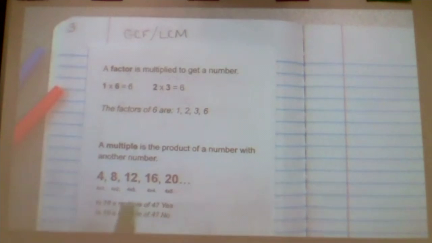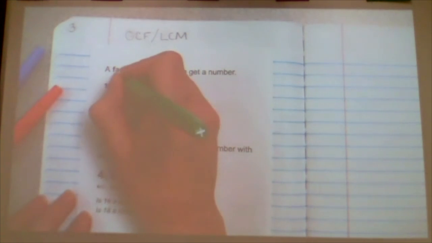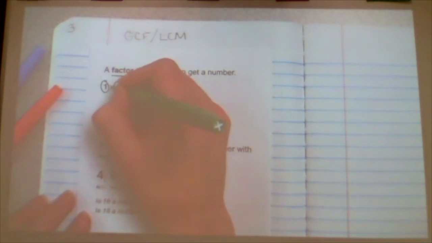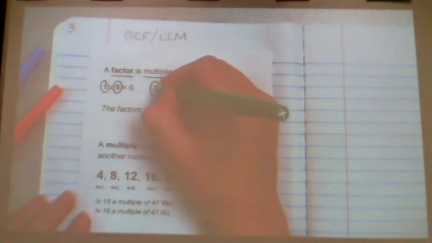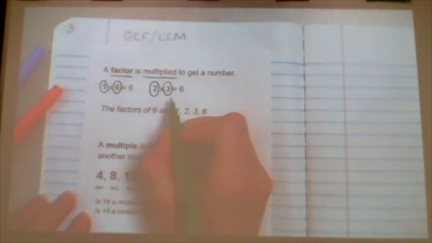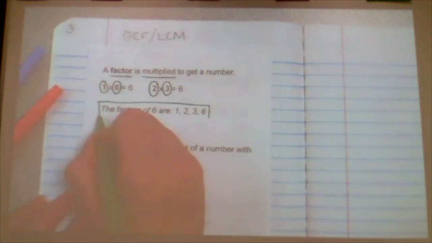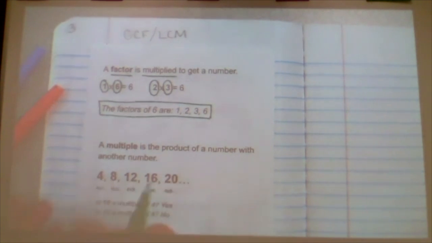So the first thing we'll do is factors. I'm going to use green for this. So it says a factor is multiplied to get a number. So I'm just going to underline my key information. Factor, multiplied, and I'm going to circle the factors here. There's a factor of 1 times a factor of 6 to give us the number 6. We have 2 factors over here as well. 2 and 3 are also factors of 6. So I'm going to put a big box around this next piece that lets us know that the factors of 6 are 1, 2, 3, and 6.